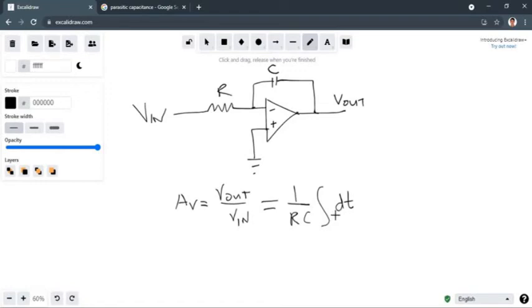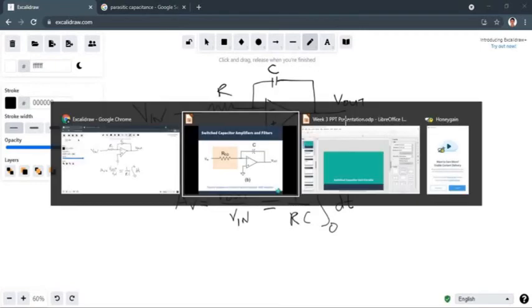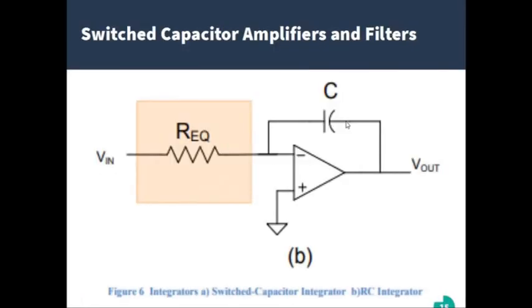from 0 to t, or 0 to time. So this is the gain of our integrator. The gain changes over time. Okay, let's go back to the presentation. This is for the integrator.